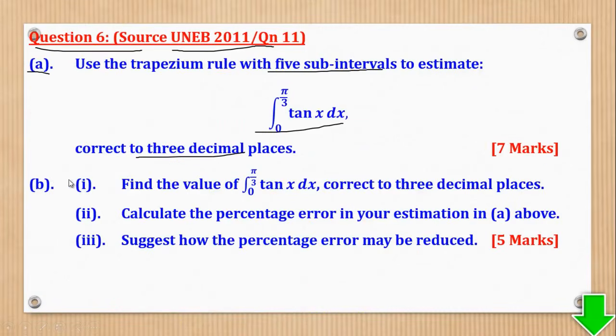So now we shall go to part B. Roman 1 says find the value of this integral correct to 3 decimal places. So they want you to use calculus. Then part B, calculate the percentage error in your estimation in A above. Then part C suggests how the percentage error may be reduced.